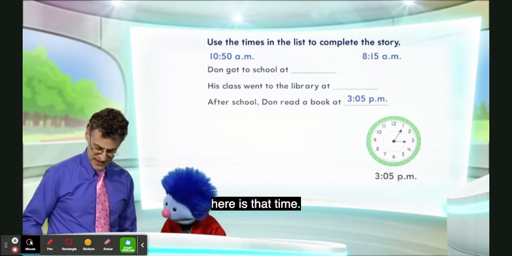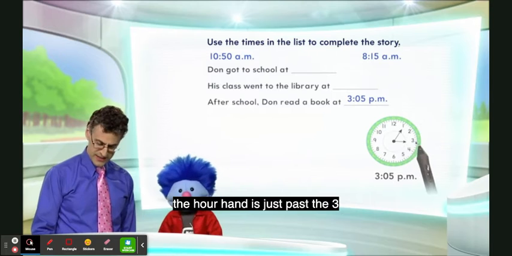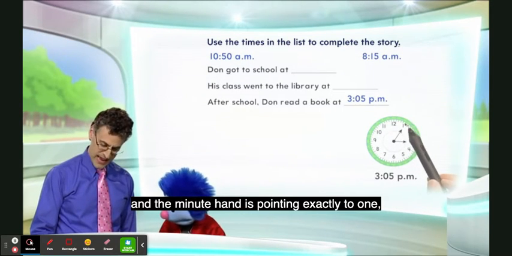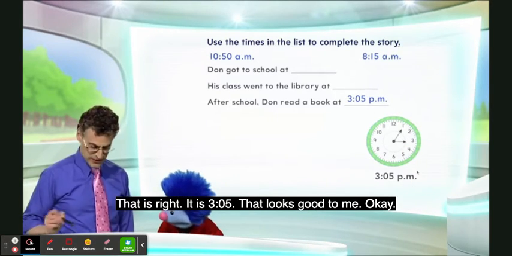So visually, here is that time. Here is 3:05, and you can see the hour hand is just past the 3, and the minute hand is pointing exactly to 1, which if we count by fives is 5. That's right, so this is 3:05. So that looks good to me.